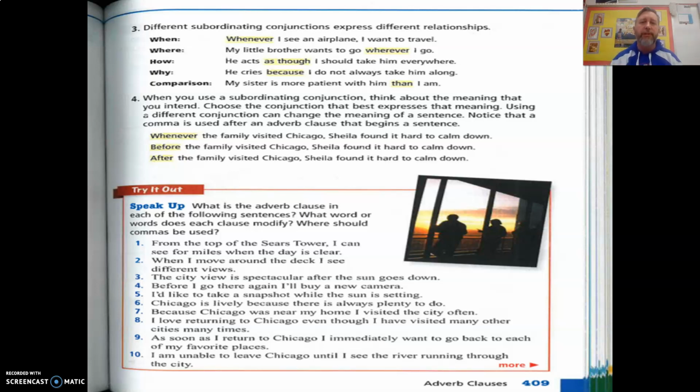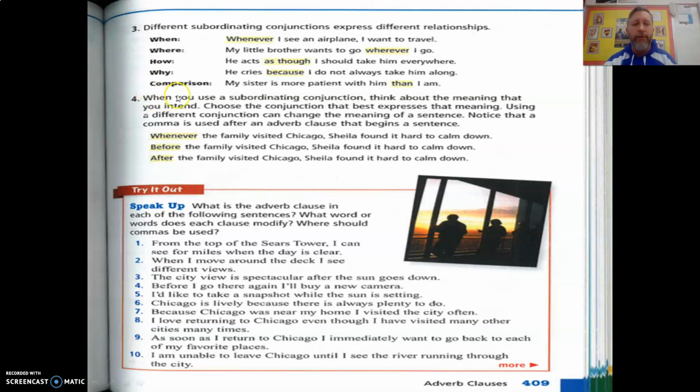It says different subordinating conjunctions express different relationships. So remember we mentioned that adverbs answer when, where, how, but then also there are two more categories in regards to adverb clauses that we want to consider here: why and comparison. So basically any adverb clause will fit into one of these categories. It'll either answer the question when, where, how, why, or give a comparison. And typically that comparison subordinating conjunction is than. So keep that in mind. They'll fit into one of those 5 categories.